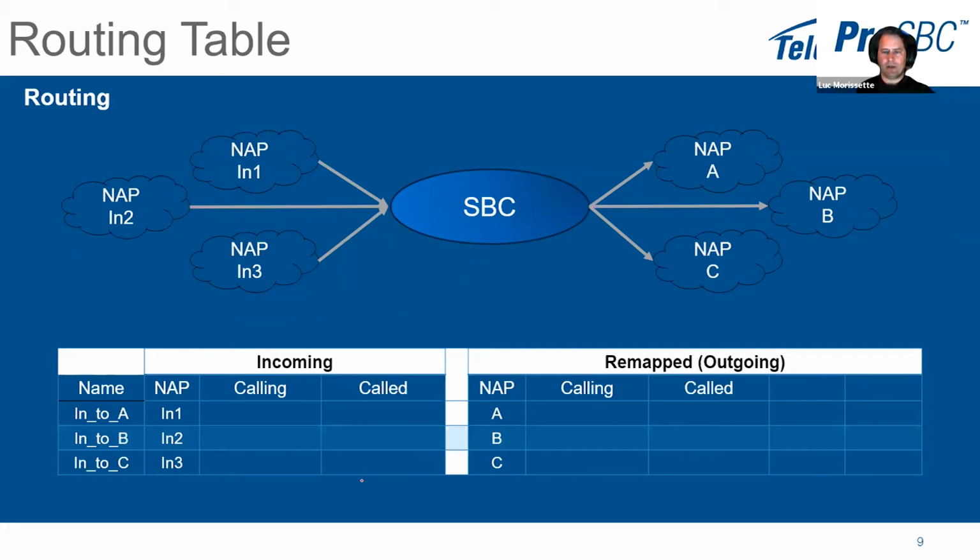Here I have another routing table and I just have 3 routes like this: in 1 to A, in 2 to B, and in 3 to C. So this is a one-to-one mapping. So if a call comes in from NAP in 2, it will go to NAP B. If it comes from 1, it's going to go to A, 3 is going to go to C. So you can do direct mapping like this.